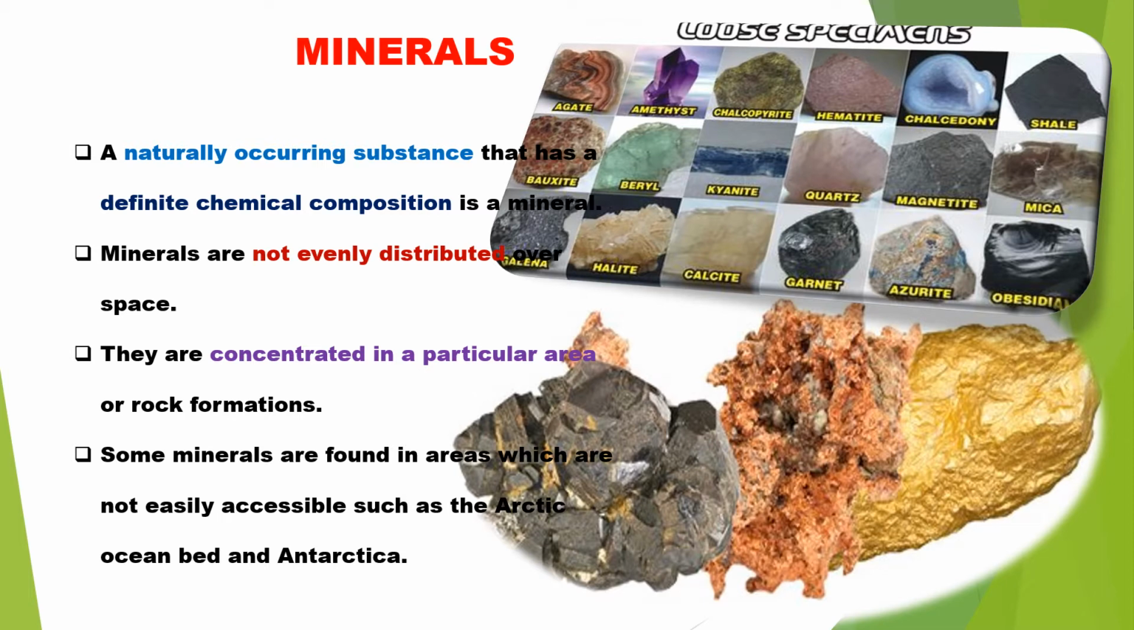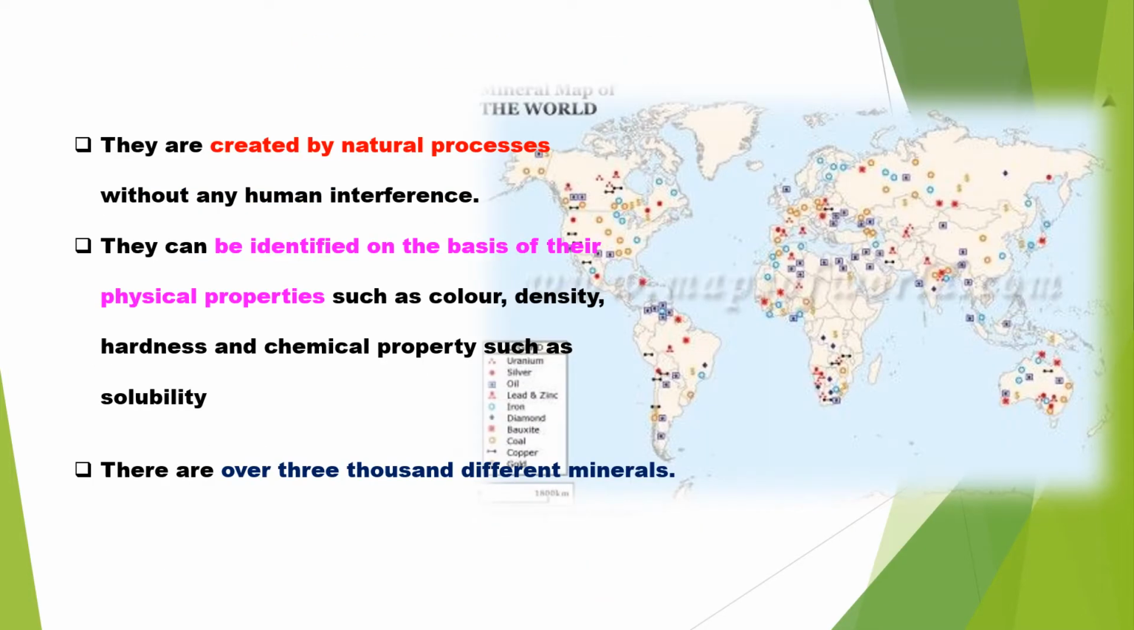They are unevenly distributed over space. For example, you could find iron ore at one particular place and coal at some other particular place. But in every region, we do find some minerals and iron ores. They are concentrated in a particular area or rock formation. Especially in sedimentary, metamorphic and igneous rocks, you would find a few minerals like fossil fuel minerals and iron minerals, etc. And even these minerals are found in Antarctica.